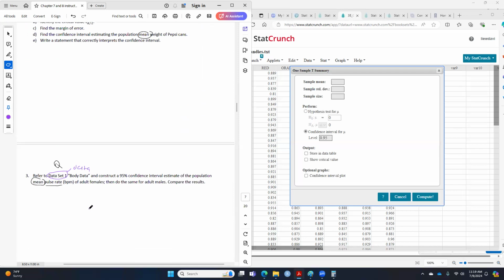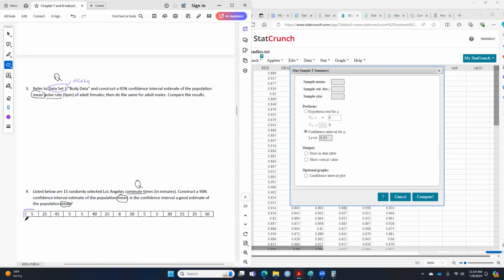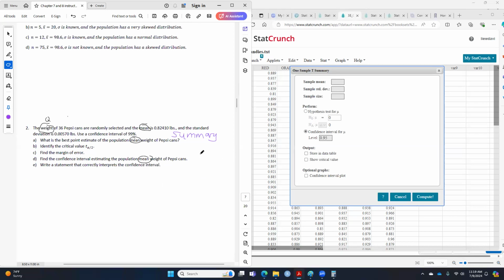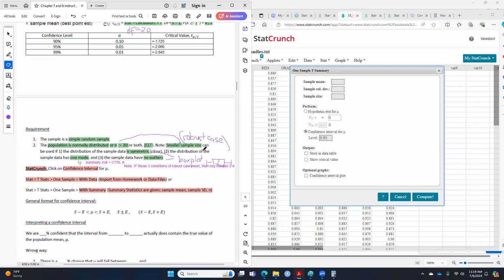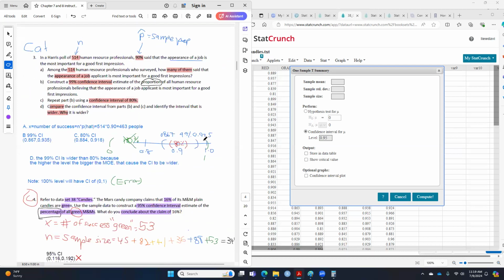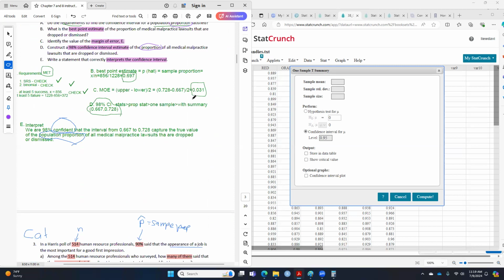Or if a question gives us data like this, you have to type this data into your StatCrunch. So this is also data in this case. This is how you know when to use data and when to use summary. If a question provides us data, we use data. When the question gives a summary, we use summary statistics. But I want to point out, in the proportion piece, we always use summary.